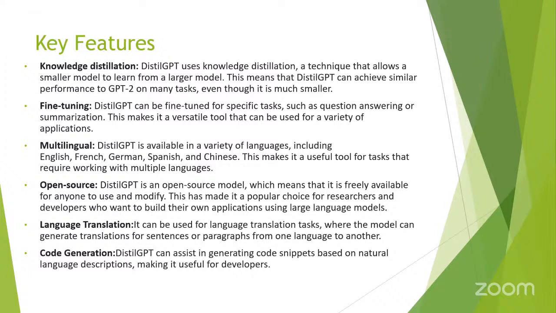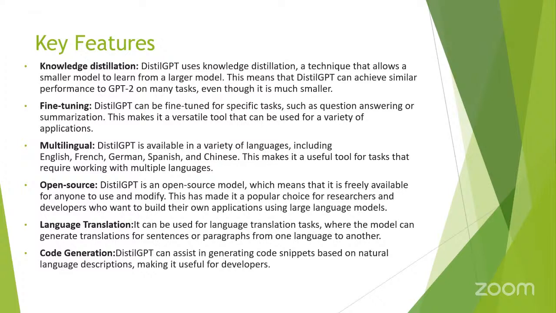Okay, so it is multilingual. DistilGPT is available in a variety of languages, including English, French, German, Japanese, Spanish, and Chinese. This makes it a useful tool for tasks that require working with multiple languages. If we want to use it for machine translation from one language to another language, we can use it for that purpose also.